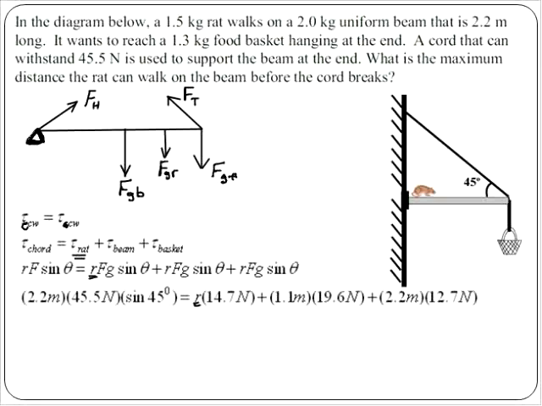But we know all the forces because they're all forces of gravity except for the tension in the cord, which was given as 45.5. So that's the tension in the cord, force of tension. And the 2.2 meters, because the cord is attached all the way over at the other end, that's where that comes from. And then sine of 45, that's the angle between the beam and the cord. So that looks after the counterclockwise.